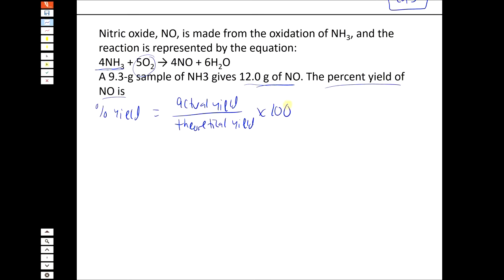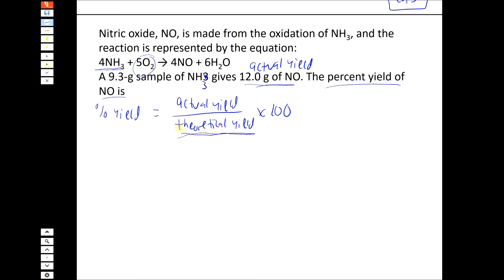So in these types of problems, actual yield is typically given to you, and that's this number here. 12.0 grams of NO is how much we're getting. Oh, looks like I left a subscript out. There should be subscript 3 there. That's how much NO we're getting. We want to know what the percent yield is, so we have to calculate theoretical yield.